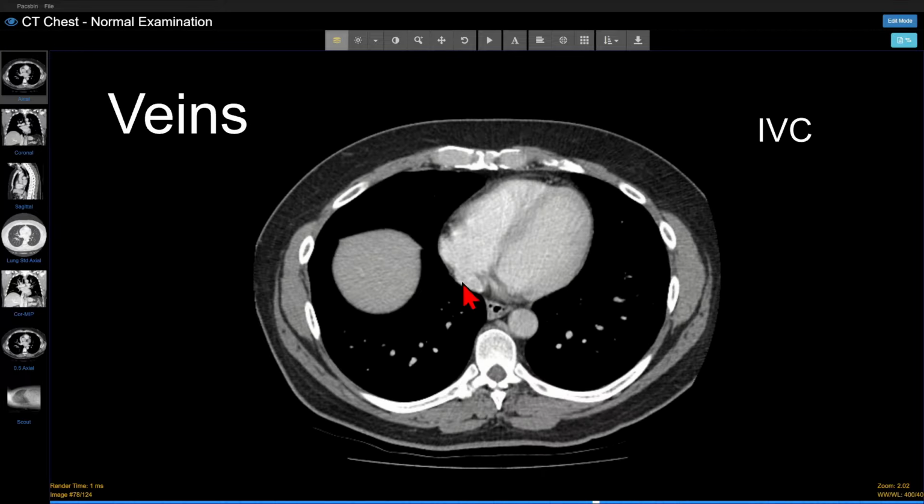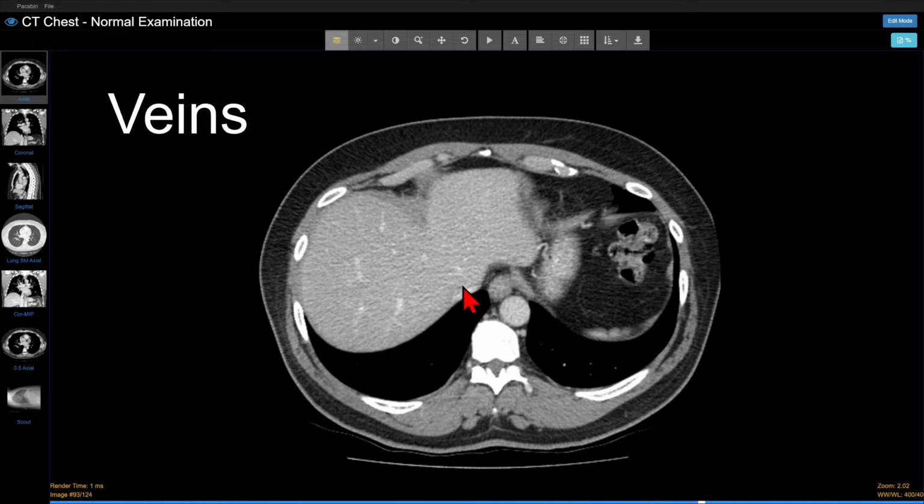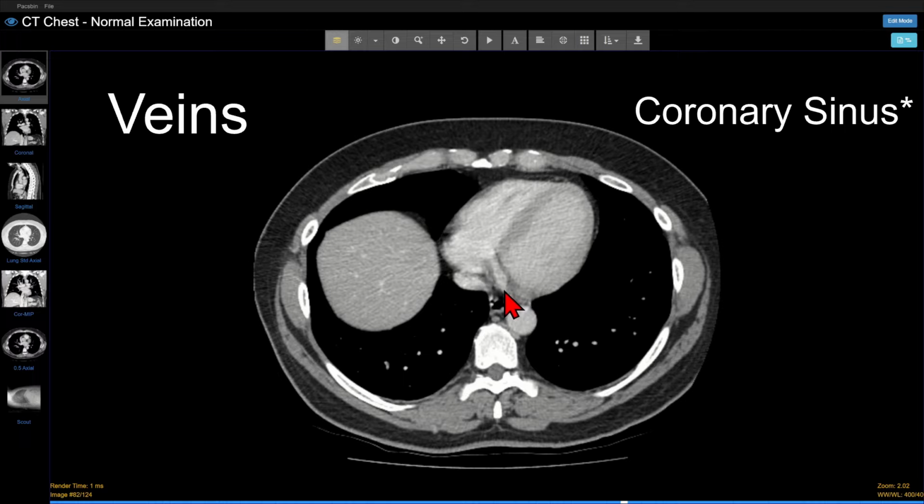We mentioned the inferior vena cava that joins the right atrium inferiorly. One other vein I didn't mention earlier is the largest cardiac vein, also known as the coronary vein here, that runs along the posterior heart and drains into the right atrium as well.